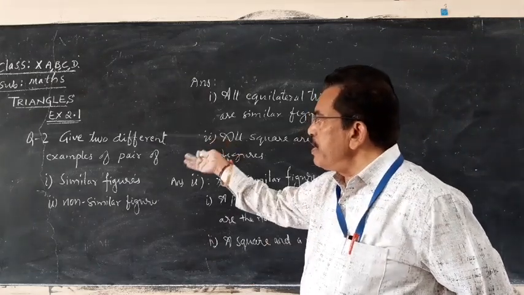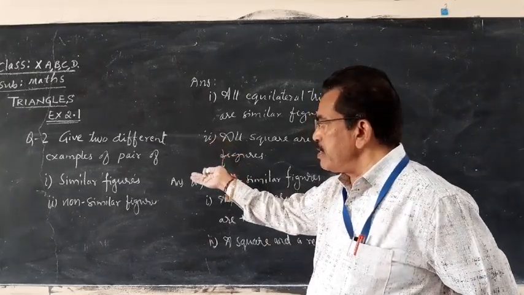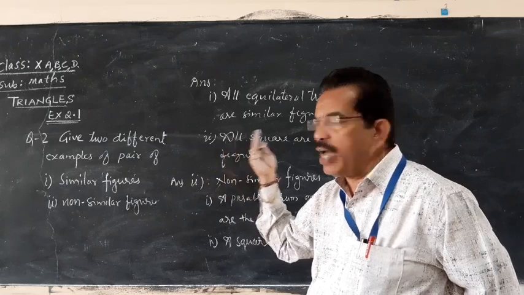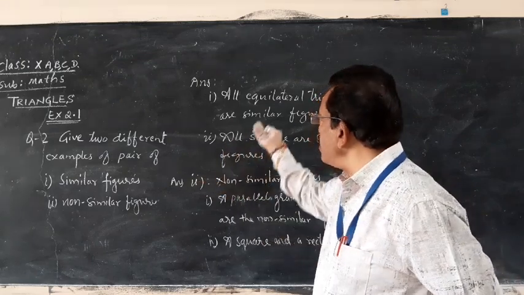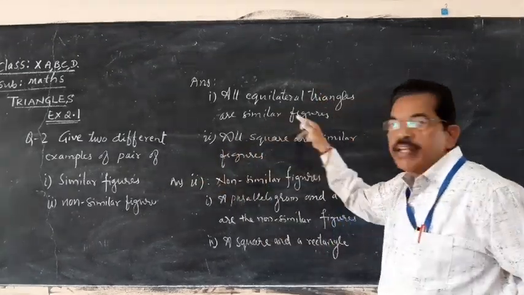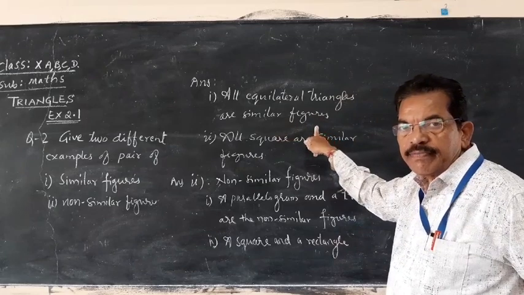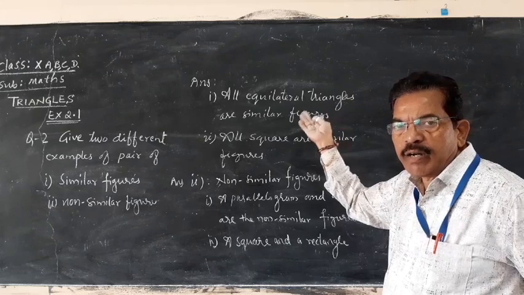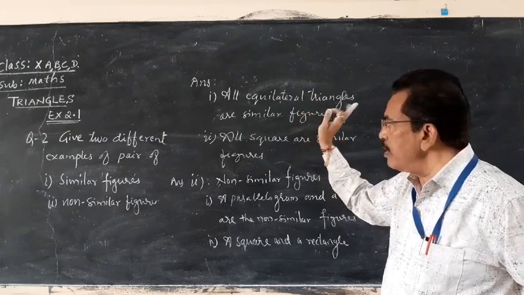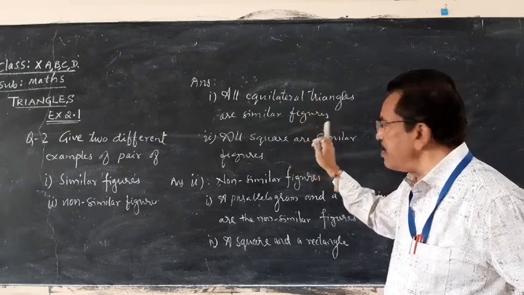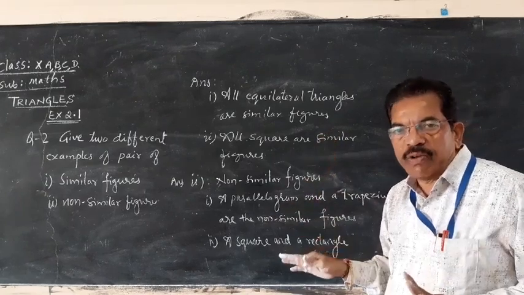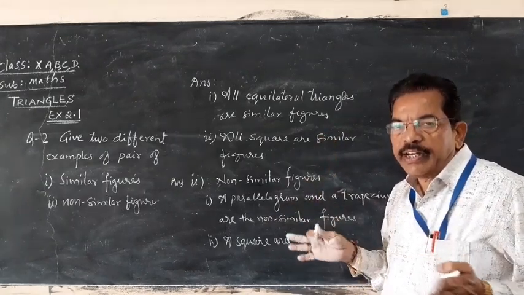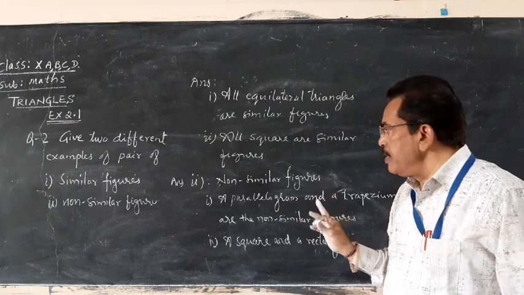See, give two different examples of pairs of similar figures. Similar figures are those which look alike. All equilateral triangles are similar figures, because all sides are proportional and all angles are equal. Then all squares are similar figures. In all squares, all angles are equal and the corresponding sides are proportional to each other.